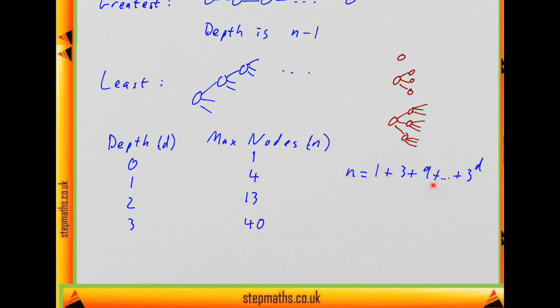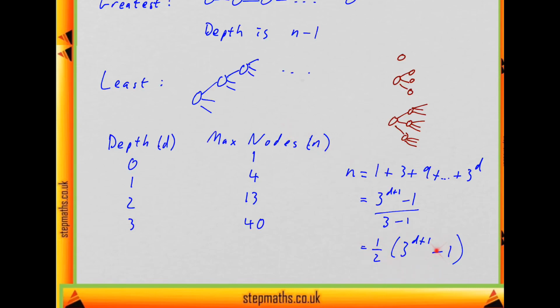And this is just a geometric series. So we can write down the value of this. It's going to be 3 to the d plus 1 minus 1 all over 3 minus 1. And then the bottom is just 2, so we can slightly simplify this to a half times 3 to the d plus 1 minus 1. So if n is the maximum number of nodes for each depth, the value of n is this.